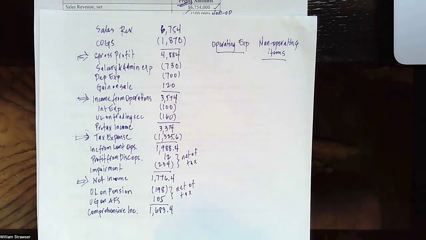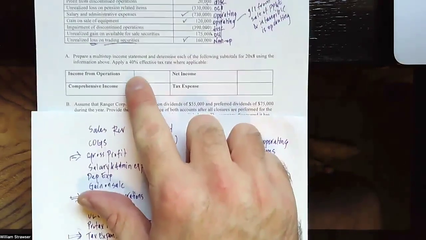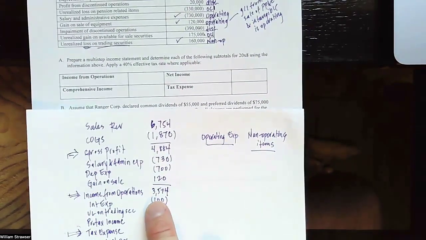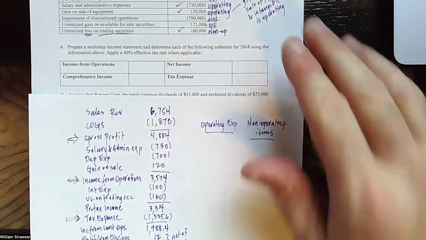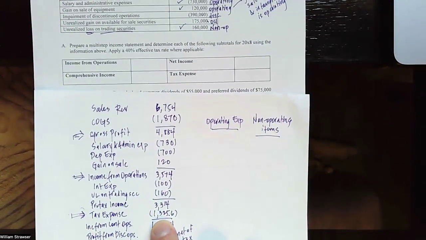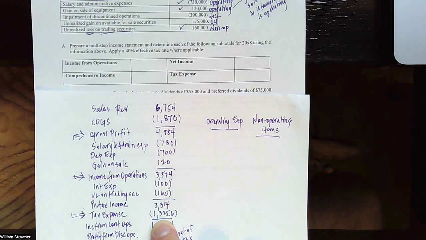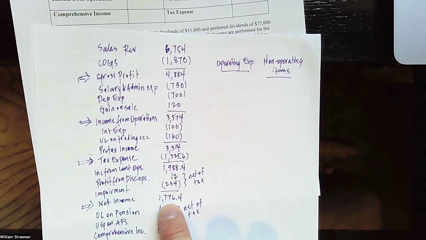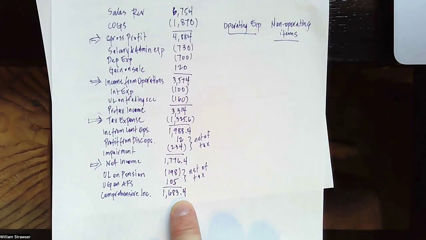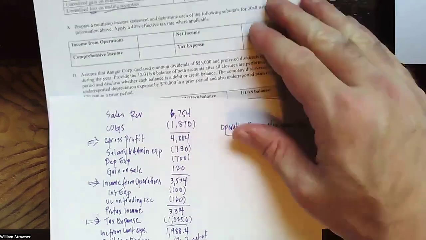All right, so we got that piece down. We got more than what was asked for. Income from operations, of course, would be 3,574,000. Tax expense would be drawing from this item right here, 1,325,600. Net income 1,776,400, and comprehensive income would be 1,683,400.